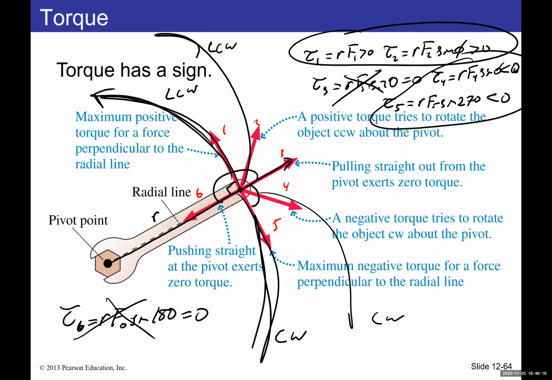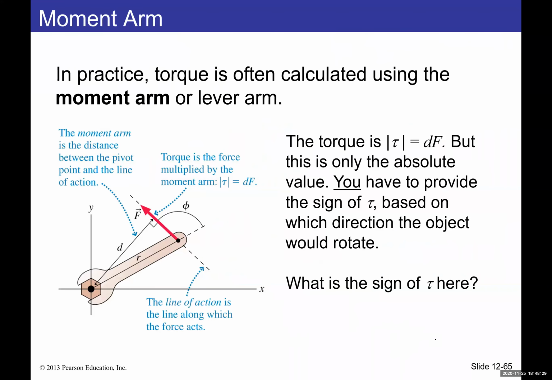Because one of the things we can do is solve for the net torque, which is the sum of all the torques, just like we would have done with the net force, adding all the forces together. All right, so one other way, which is sometimes simpler, sometimes not so much, is to find a torque using the moment arm or the lever arm.